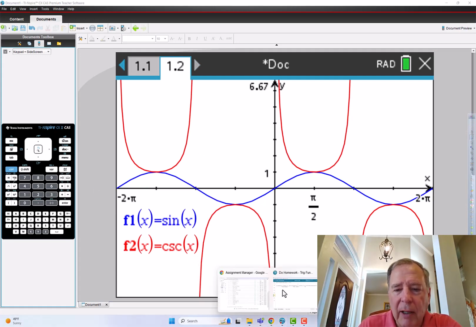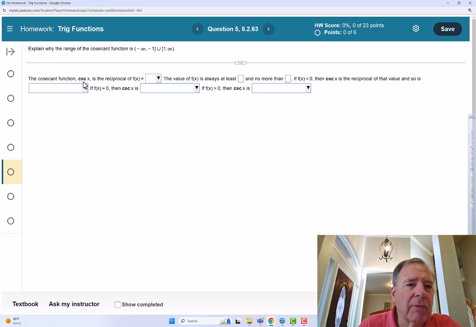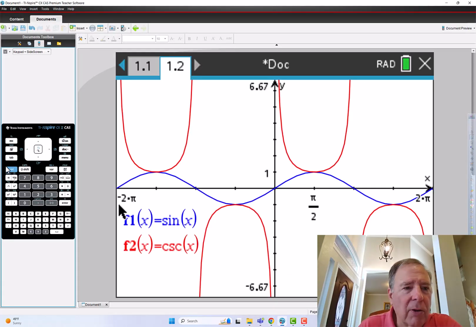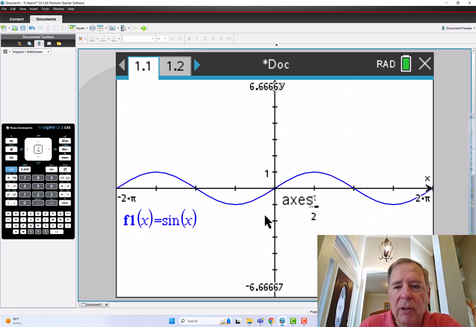So here we've got both sine and cosecant graphed at the same time. Now we'll go back and answer. The cosecant function, cosecant of x, is the reciprocal of f of x equals sine x. So for the rest of the problem, remember that f of x equals sine x. The value of f of x, which is sine of x, is always at least -1 and no more than 1. So we'll go back and look at that in the calculator. Just the sine function, the range goes from -1 to +1. So it's always at least -1, no more than +1.